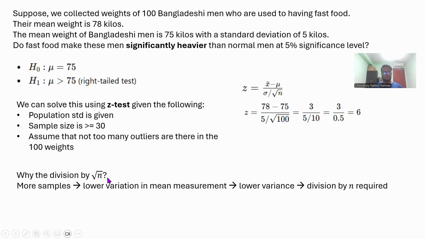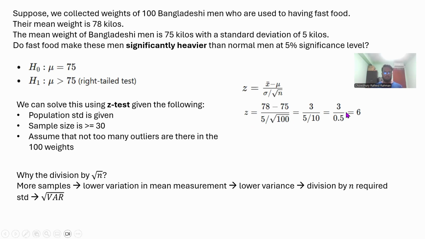So now the question is why root n? Root n is there because we are not really dealing with variance here. We are dealing with standard deviation, and standard deviation is nothing but root over variance. That is basically the intuitive hand-wavy explanation of the whole thing, okay? So that you don't have to memorize this formula completely.